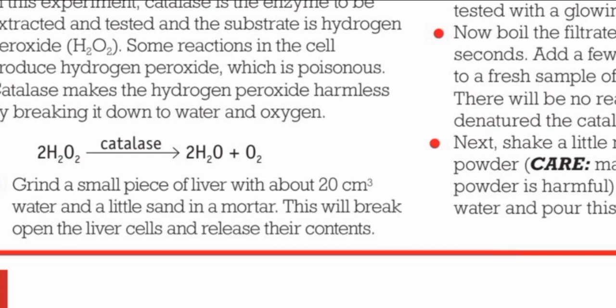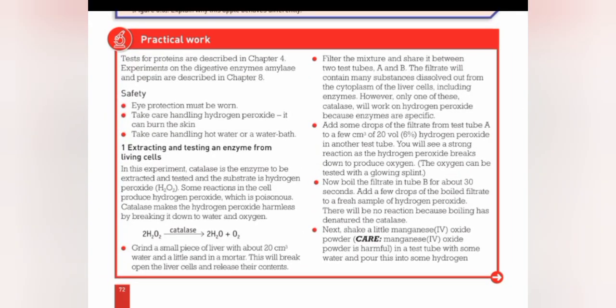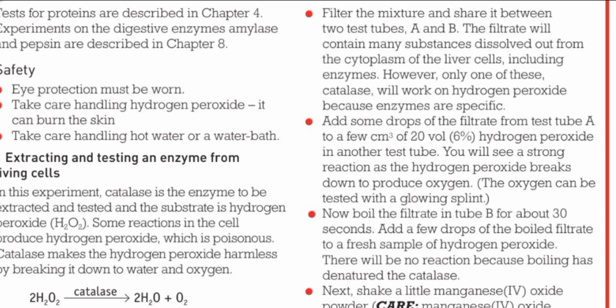Now it's time to discuss the procedure. First of all, we will grind liver with water and sand. This releases the enzyme from the cells. The first step is very important because it gets the enzymes out of the cell. In the second step, we will filter the mixture, because the filtrate contains the enzymes. In the third step, we add the filtrate to hydrogen peroxide, because hydrogen peroxide is the reactant, and when the filtrate is added to it, the reaction occurs.